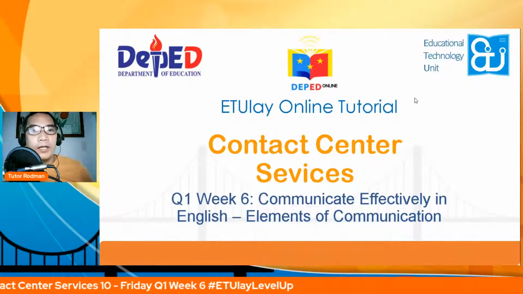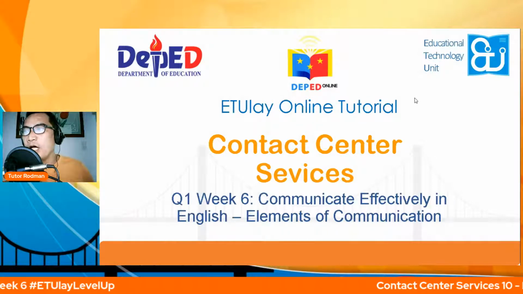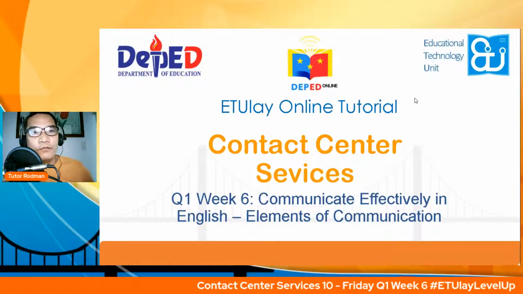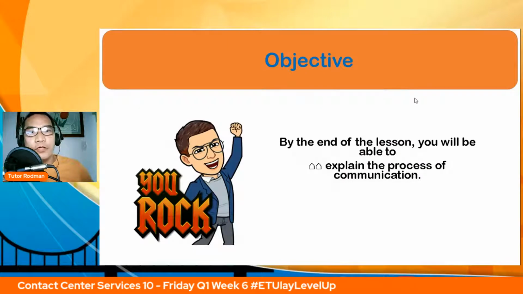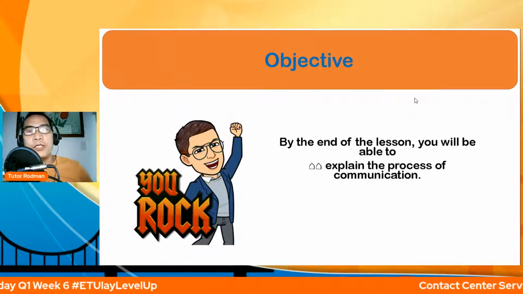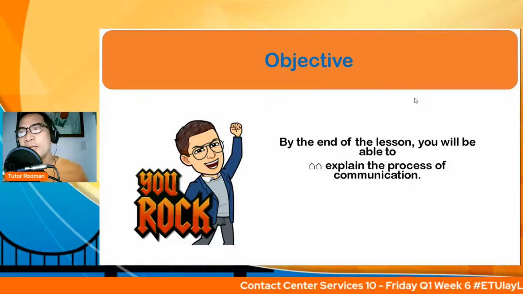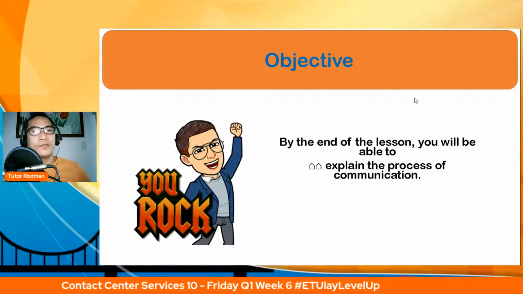So our lesson for today, for our 6th week, week 6, is communicate effectively in English, or the elements of communication. And our objective for today, by the end of the lesson, you will be able to explain the process of communication. So why is it important to discuss the elements of communication?